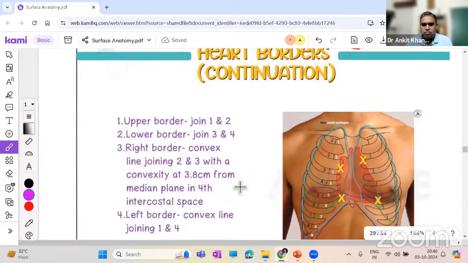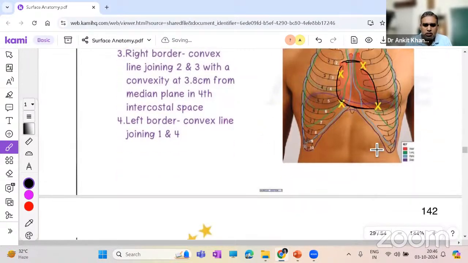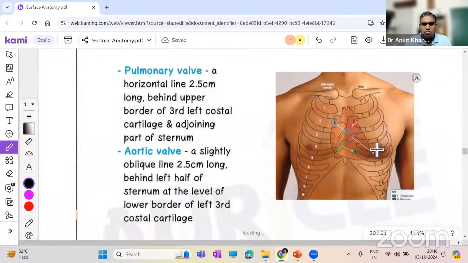Okay. Now, heart borders again. Upper border, obviously, we have to join points number 1 and 2 over here. Lower border joins these 2 points. Right border over here, left border. So these are the 4 borders that you can see. Now comes the point of the pulmonary valves. Where are the pulmonary valves?